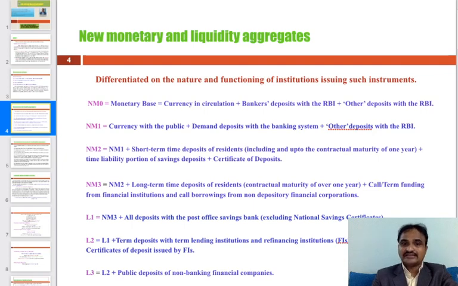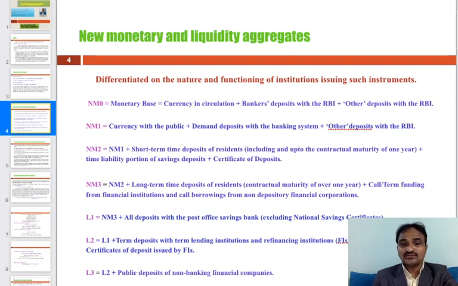NM3 in the new aggregates is NM2 plus long-term time deposits of residents, contractual maturity of over 1 year, plus call term funding from financial institutions, call borrowings from non-depository financial corporations. And besides these four, there are three other liquidity aggregates also introduced by the RBI working group, that is L1, L2 and L3. L1 is equal to NM3 plus all deposits with the post office savings banks excluding national savings certificates.